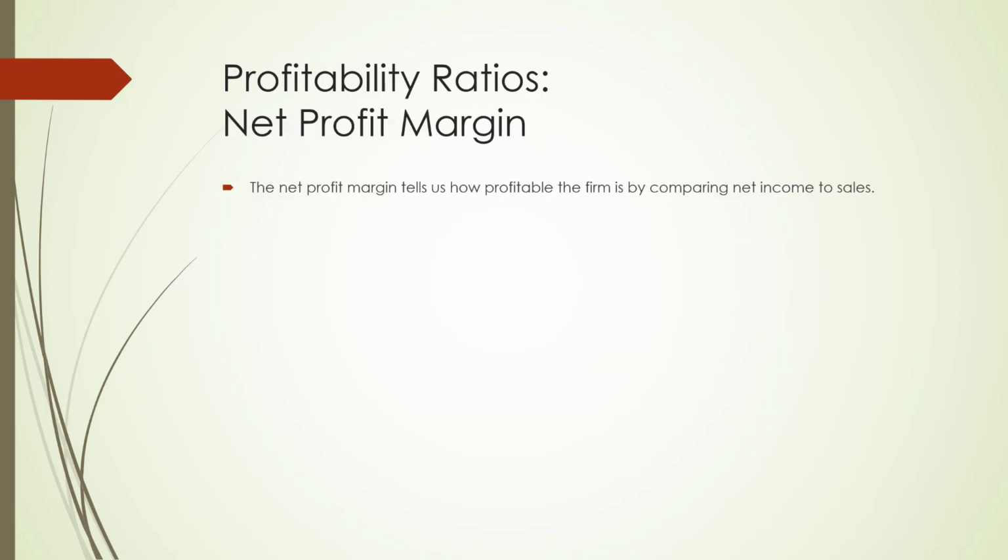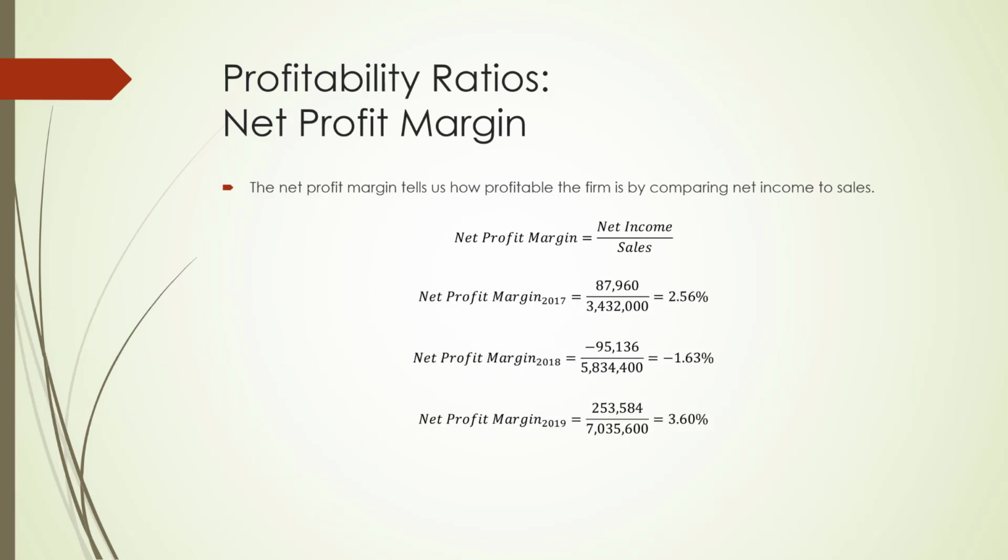Now, the net profit margin takes net income or net profit divided by sales, and this is the bottom line. So if your operating profit margin looks good, but your net profit margin is bad, that suggests that either you have too much in interest expense, which implies that you have too much debt, or that you're paying too much in taxes. So this is simply net income divided by sales, and we can see that this was 2.5% in 2017. It went negative in 2018, and then it's expected to rebound quite nicely in 2019.